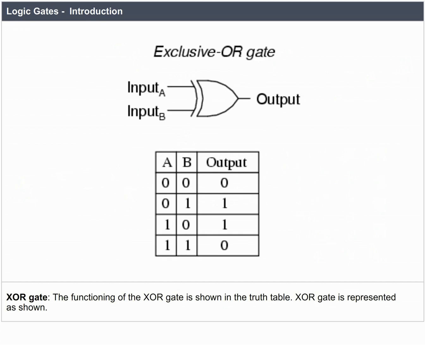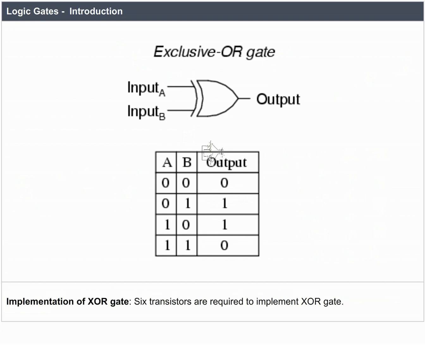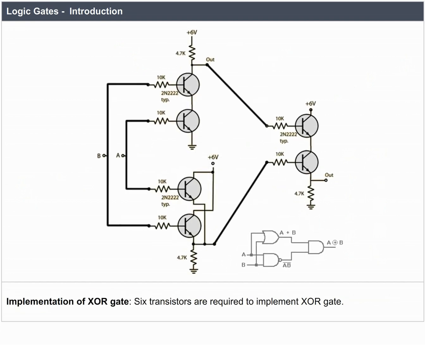XOR gate. The functioning of the XOR gate is shown in the truth table. XOR gate is represented as shown. Implementation of XOR gate. 6 transistors are required to implement XOR gate.